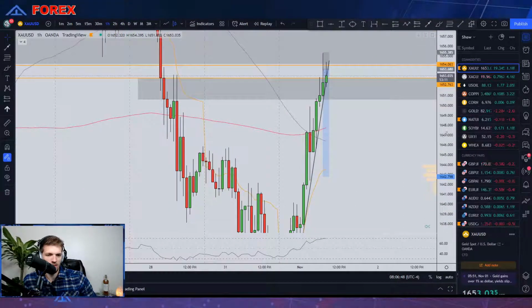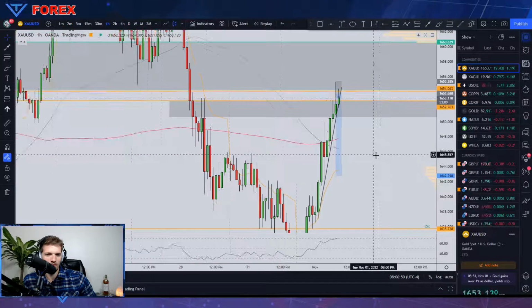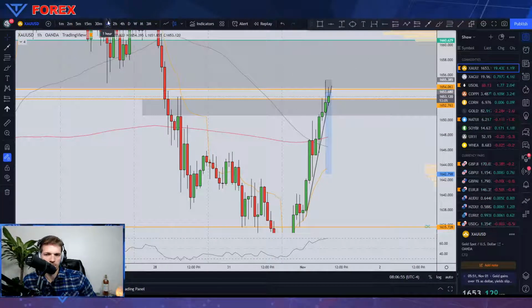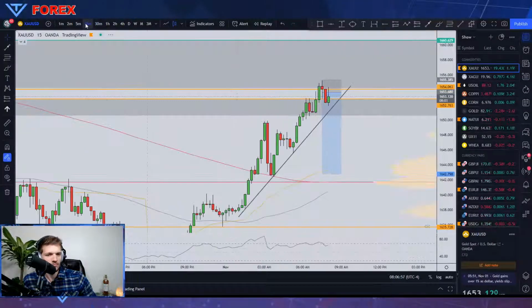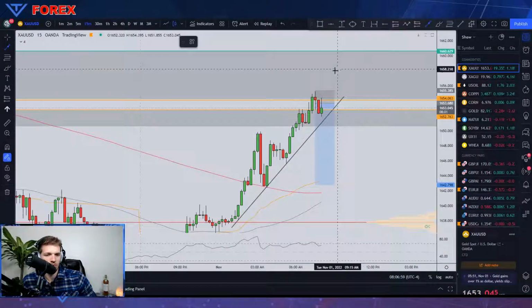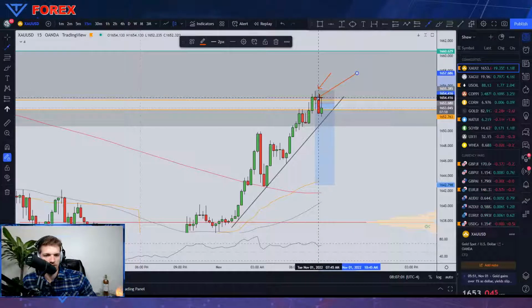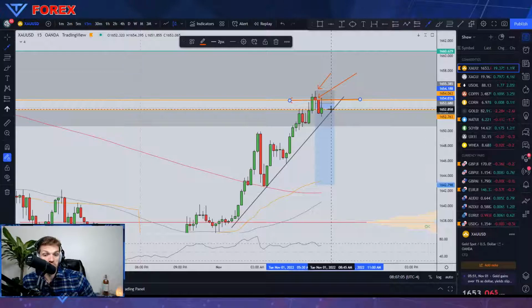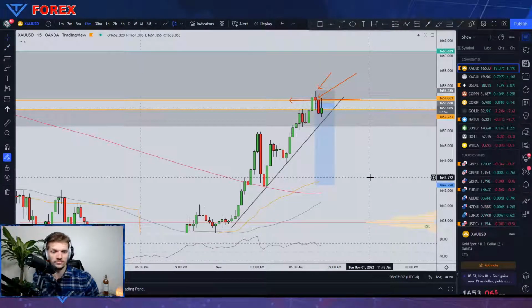I don't know, man. Looks like it's getting a little bit toppy here at this area. I like it. Look, we're creating this resistance, confirmation of resistance, came up to retest this resistance. So looks good to me.